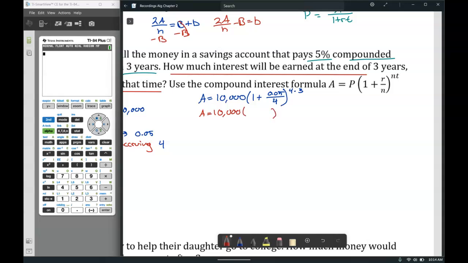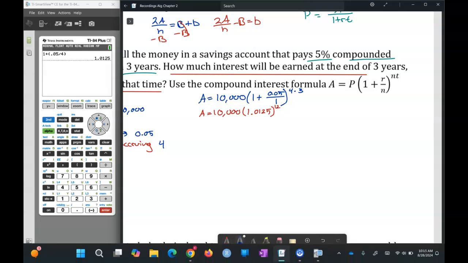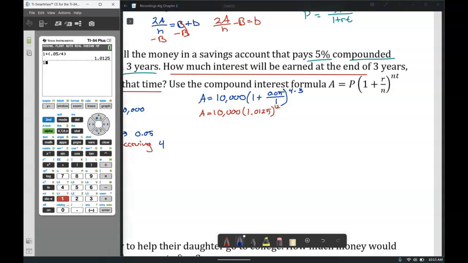The first thing you'll want to do is evaluate your parentheses. So we'll have 1 plus 0.05 divided by 4, and that's going to give us our rate of return per period. So it is going to be 1.0125 as what's inside of our grouping. And then 4 times 3 gives us 12, so our exponent's now 12. And then we can go ahead and take that number, 1.0125, and we can raise it to the power of 12.